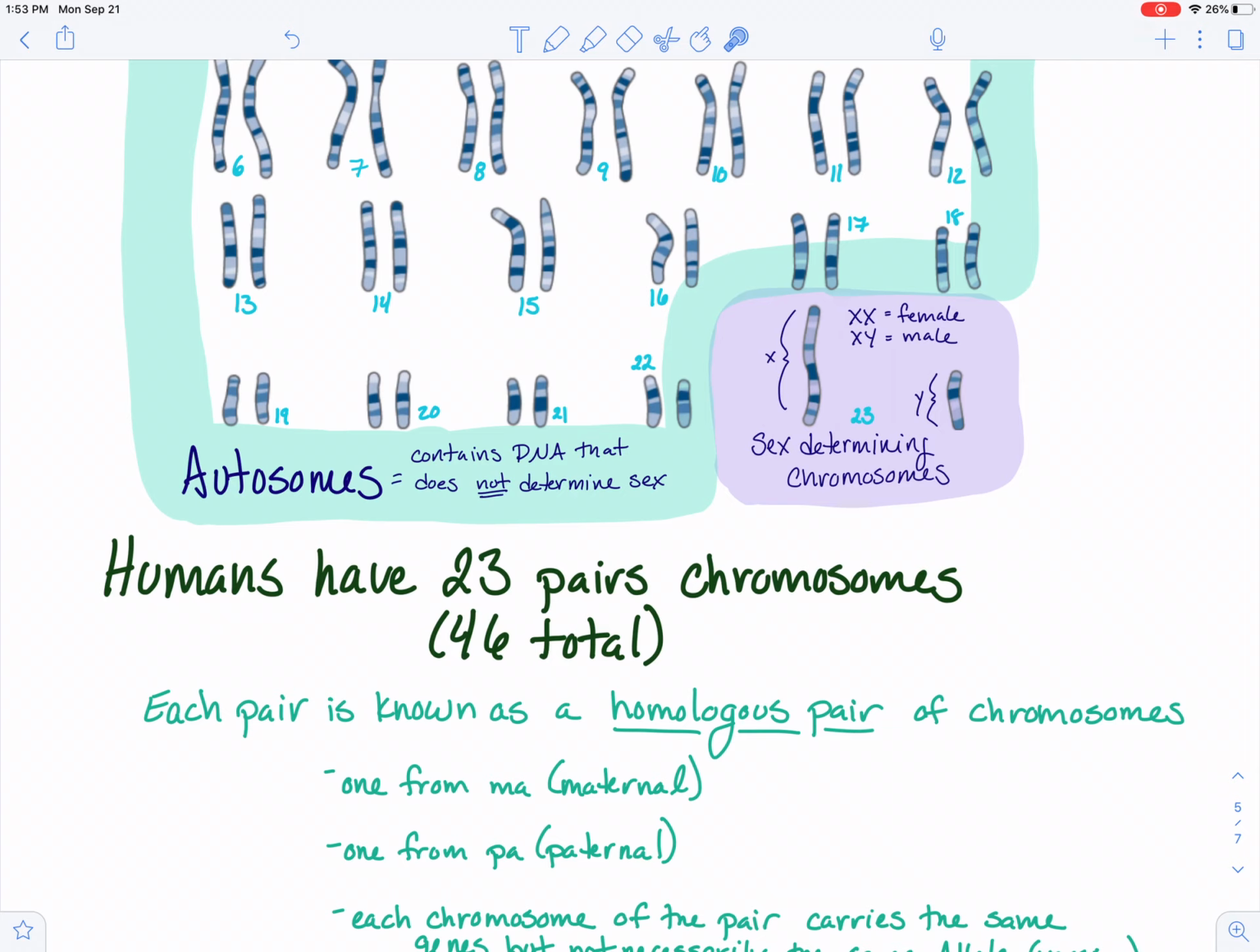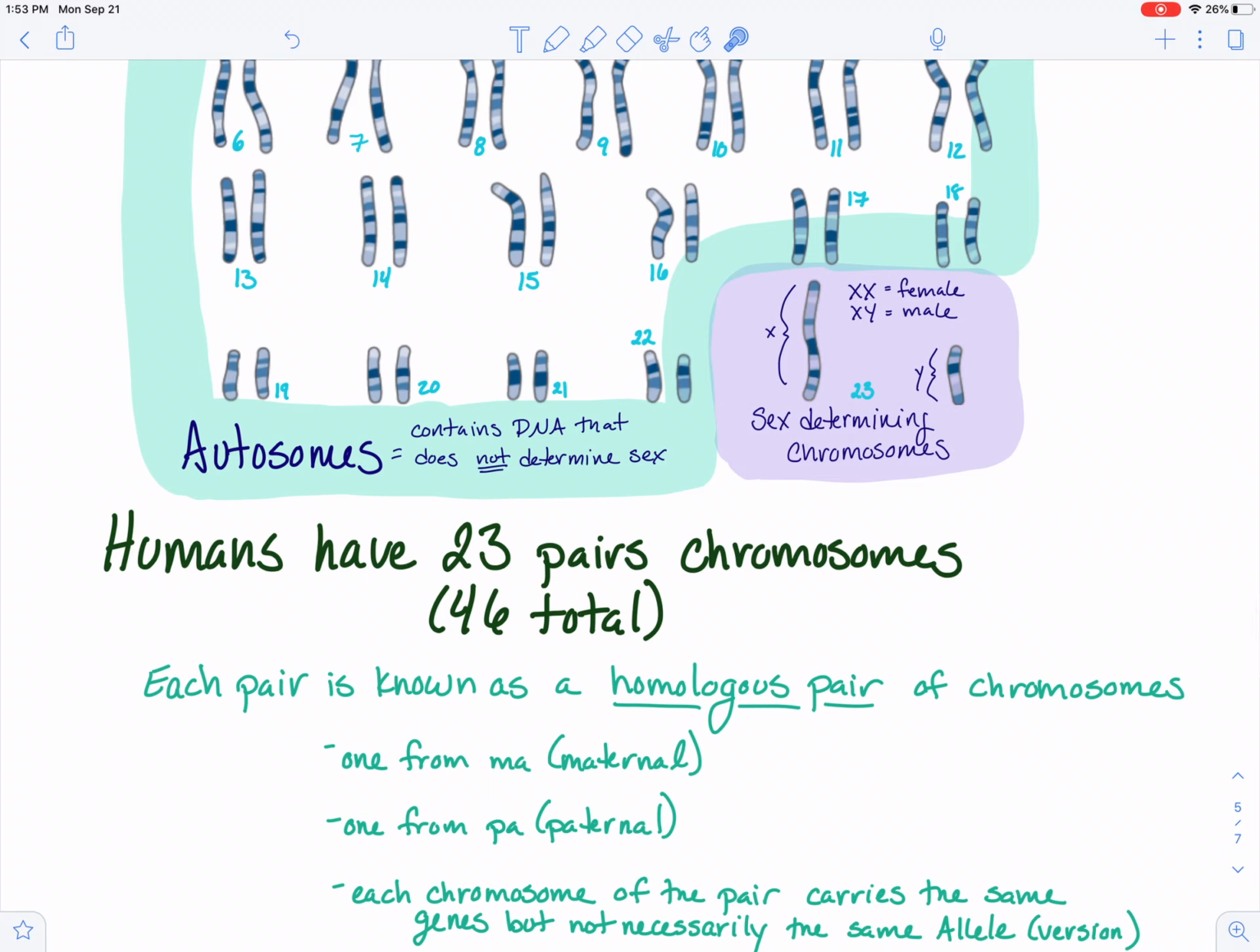Now, we talked about this a little bit before. Each of these pairs is known as a homologous pair of chromosomes, and that's because, again, you get one from ma and one from pa, and each of the chromosome pairs code for the same genes, but not necessarily the same allele. So here's chromosome number 13. There might be a gene on here for, I don't know, toe length or fingernail strength. But if it's on one of these chromosomes, it's also on the other. That's what makes them a homologous pair. So they code for the same genes, but potentially a different version of the gene.